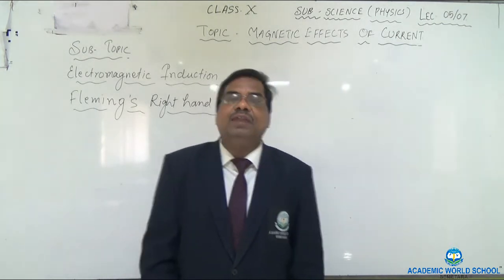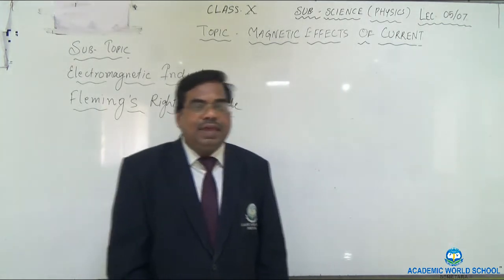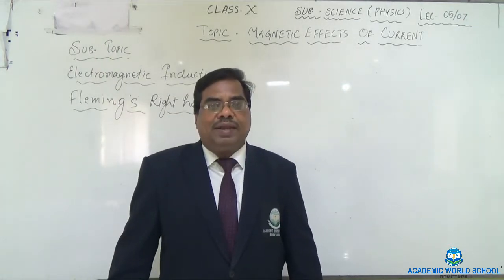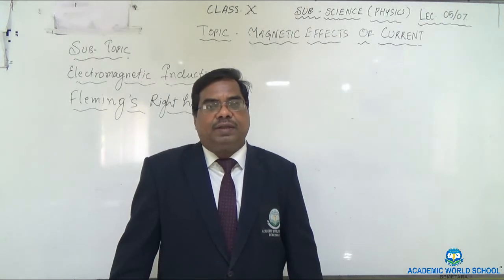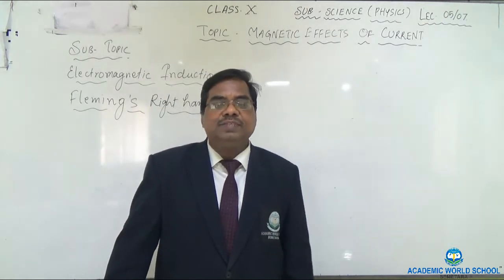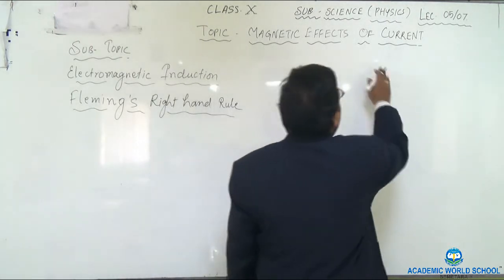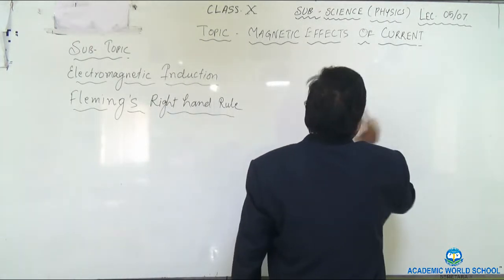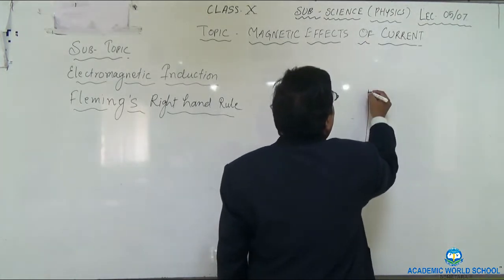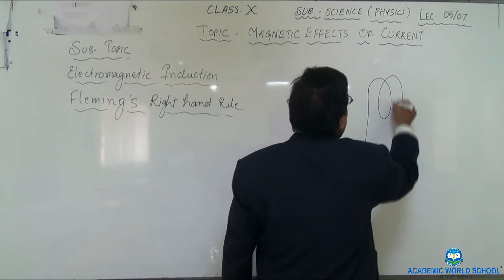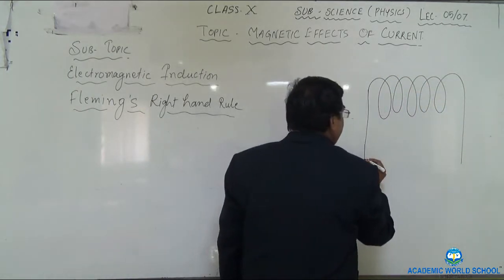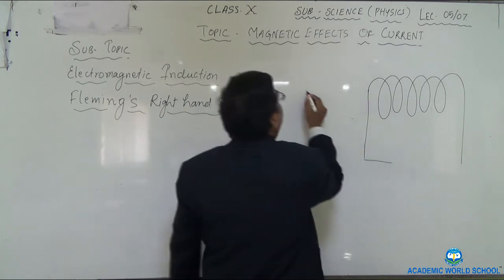Michael Faraday, in one of his experiments, found that whenever a magnet is brought near an ordinary coil, a current is produced in it. One coil, and near this coil, one magnet.